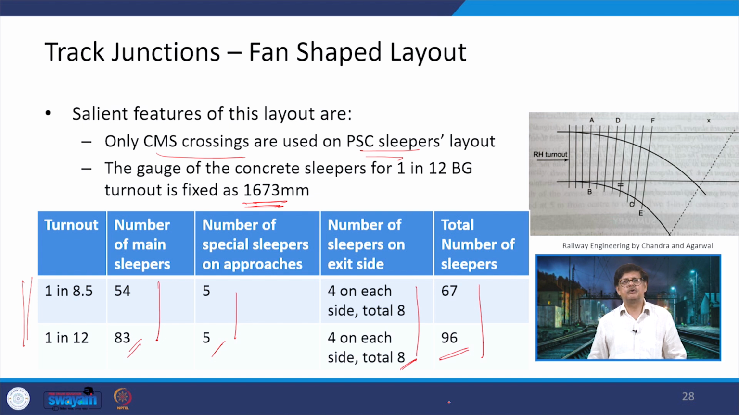So, with this we close our discussion here on the various types of track junctions. We discussed the diamond junction, the slips, the scissor junction, the gauntlet, the triangle, and the double junctions. We also talked about the new types of track junctions which have been designed, which are named fan shaped layouts. The salient features of these fan shaped layouts were also discussed.